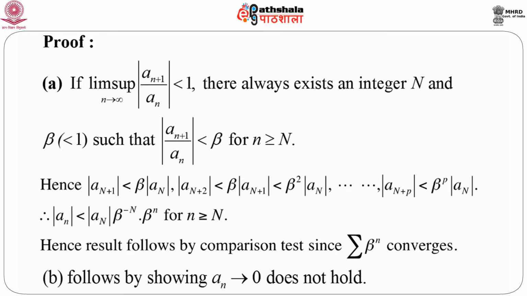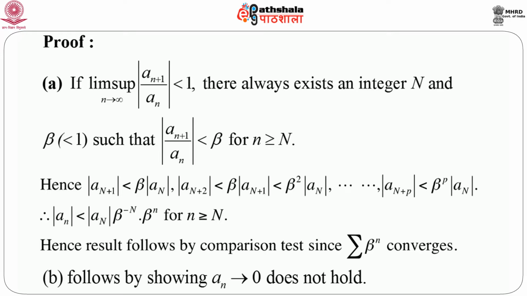Again, for the second part, that is when the modulus of the ratio |a_{n+1}/a_n| is greater than or equal to 1, we follow arguments similar to the root test. We can immediately show that a_n goes to 0 does not hold, because if summation a_n is convergent, then of course a_n must go to 0. But if we can show that a_n goes to 0 does not hold under the condition where |a_{n+1}/a_n| is greater than 1, then we can say that the series is divergent.